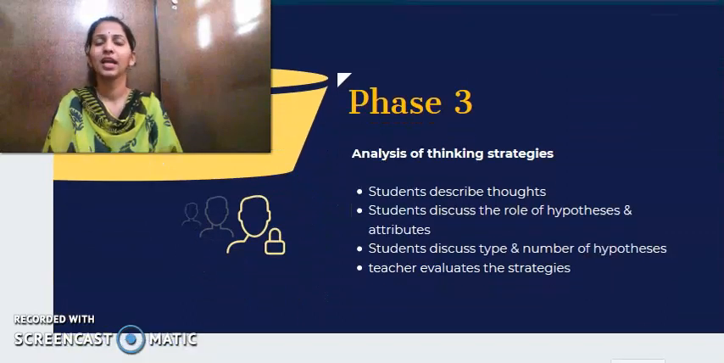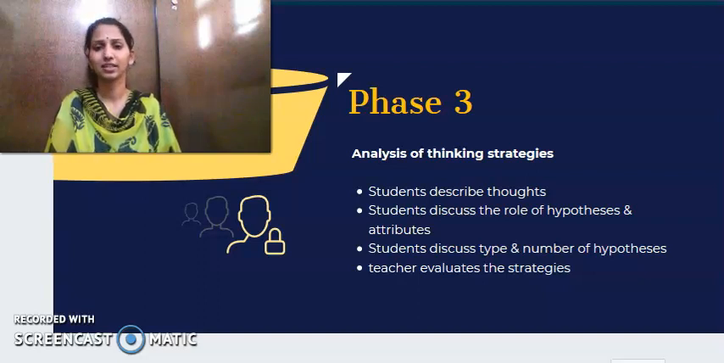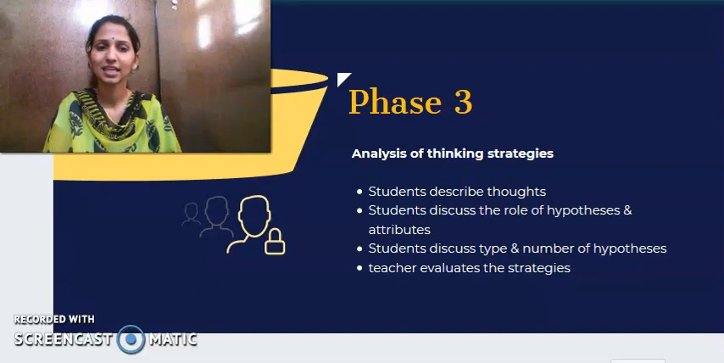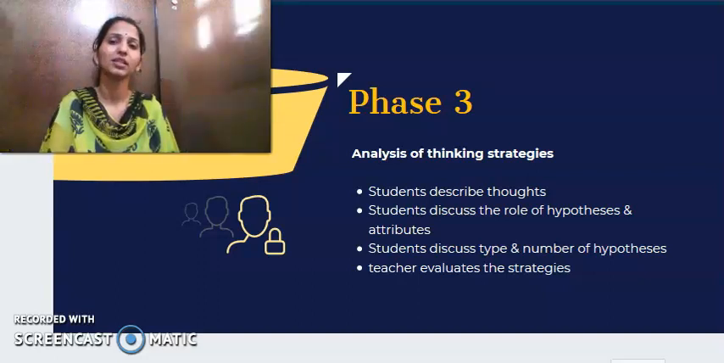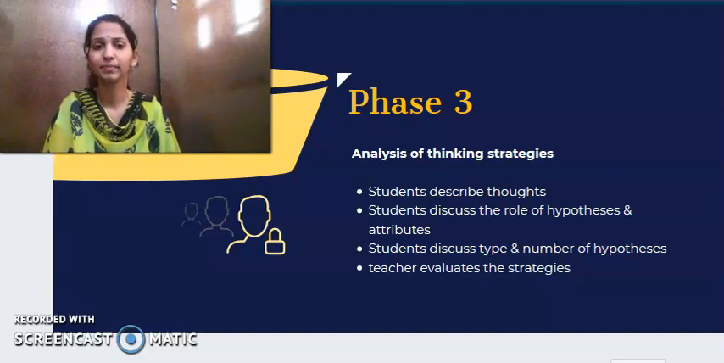Then comes phase 3. Here we are actually going to analyze the thinking strategies. That means the students describe their thoughts. The students discuss the role of hypotheses as well as attributes made by them in the first phase, when the teacher had presented all three sets of examples. The students also discuss the different types and the number of hypotheses made by them, and then the teacher evaluates their thinking strategies. This finishes all three phases of the concept attainment model.